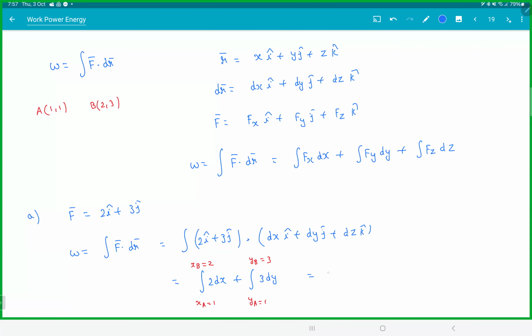So when I integrate this, you get 2. X limits will be 1 to 2 plus 3, Y limits will be 1 to 3. This will be 2 into 2 minus 1 plus 3 into 3 minus 1. That is 2 plus 6, that is 8 joules.